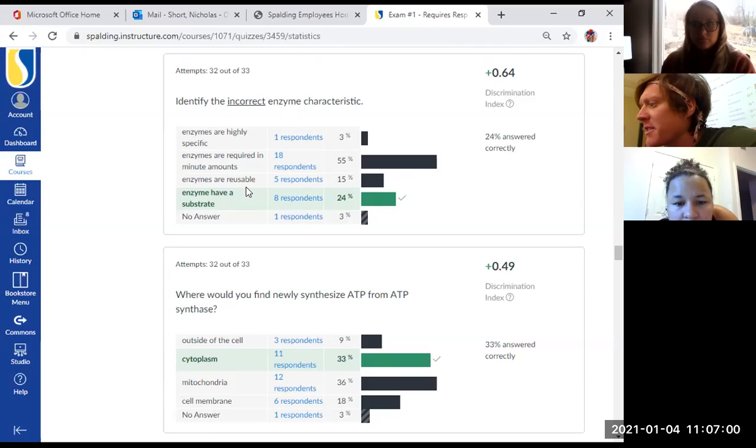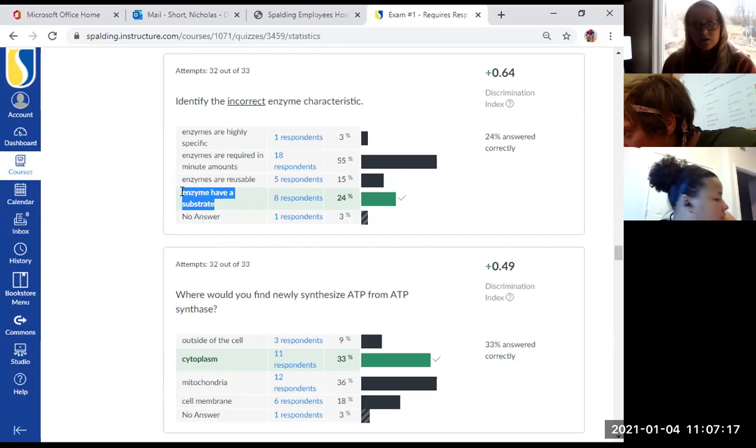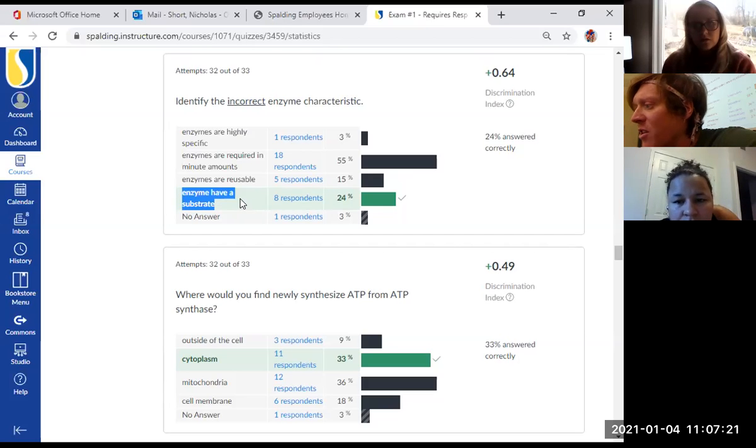All right, incorrect enzyme characteristics. Enzymes have a substrate. Enzymes are going to act on a substrate. They do not have a substrate.